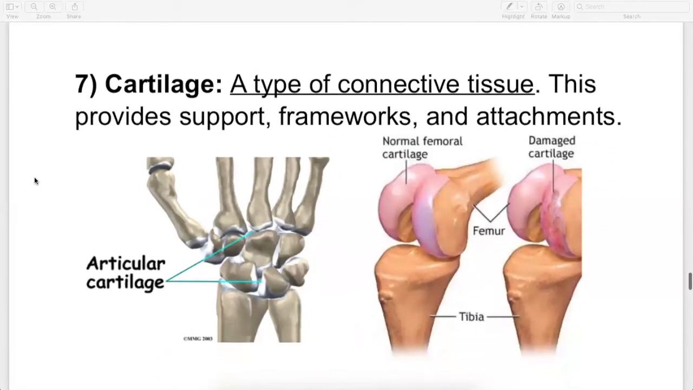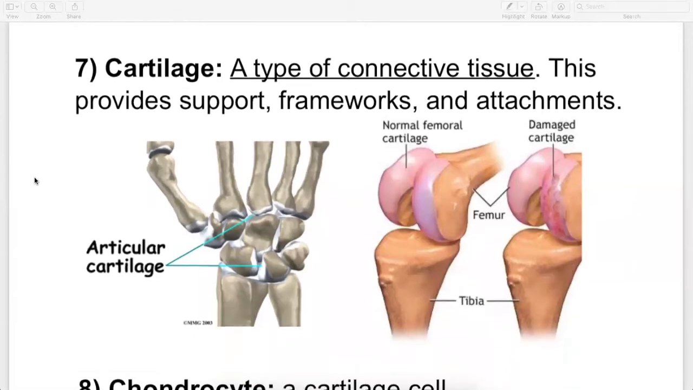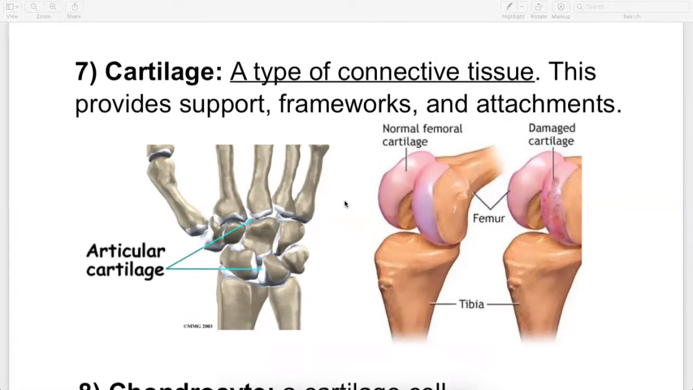Another type of connective tissue is cartilage. This provides support, framework, attachments. This is going to be working closely with your bones. Some parts of your body don't need bones for structure, like your nose or your ears. So you're going to use cartilage for that instead. You're also going to have cartilage in your joints. Even though we just said you're going to have fat in your joints, you're also going to have cartilage.